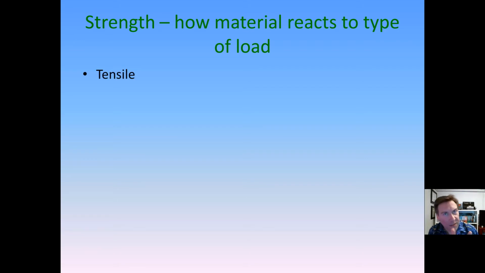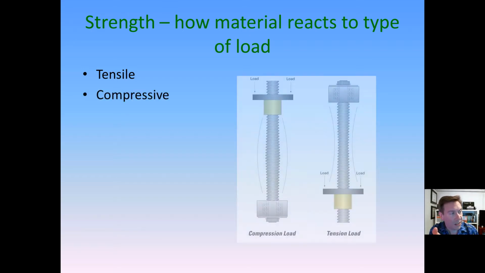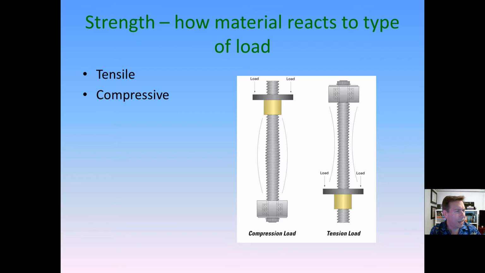Okay, so strength is how a material reacts to a type of load. Now here we have the 7 loads that we're going to look at. Tensile, compressive. Tensile you could basically test by pulling. Compressive is the opposite. On the 2 bolts, you can see to the right a tensile load. You see it's being pulled apart, whereas with compressive, it's being smushed together.